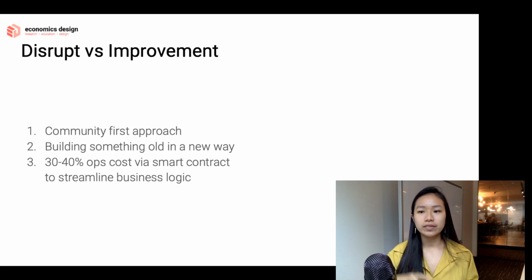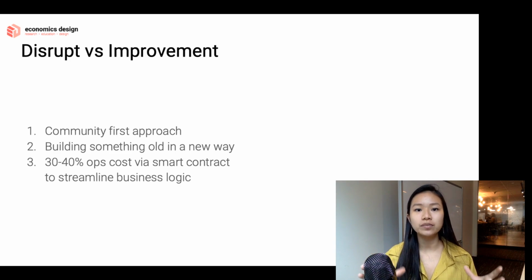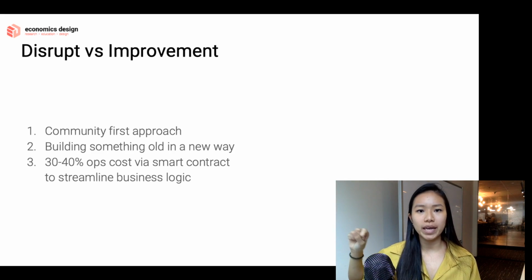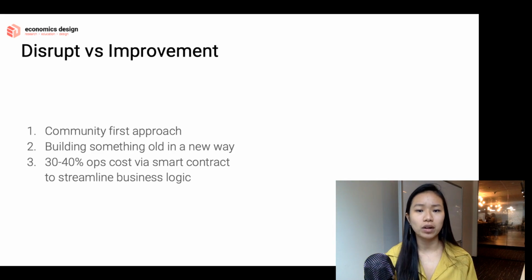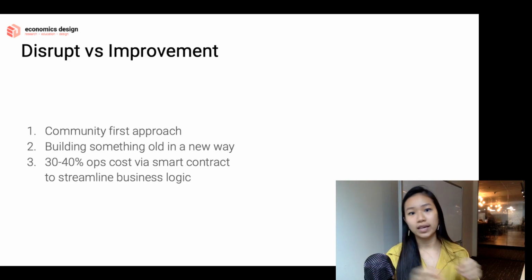So what we want to do now is we want the same model of decentralized, distributed insurance, but we don't want this middleman coming in to take up all the margins, to eat up a lot of these operational costs. So we could streamline that business logic a little bit more with machines, with smart contracts. And that's where blockchain comes in, because blockchain could be the one doing that. And that is basically building something old in a very new way.